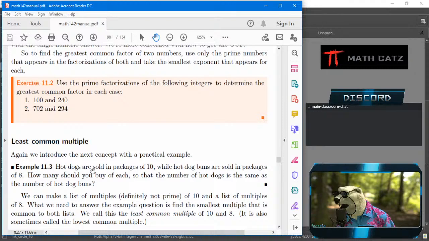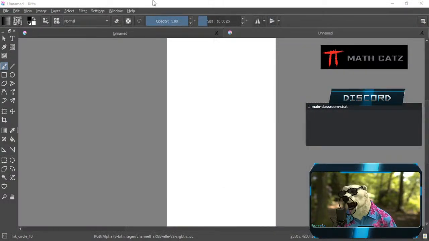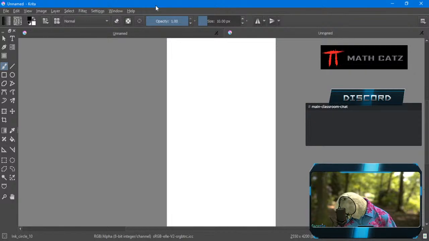Okay, so let's read 11.3. Hot dogs are sold in packages of 10, while hot dog buns are sold in packages of 8. How many should you buy of each so that the number of hot dogs is the same as the number of hot dog buns? Okay. So let's have a look here.